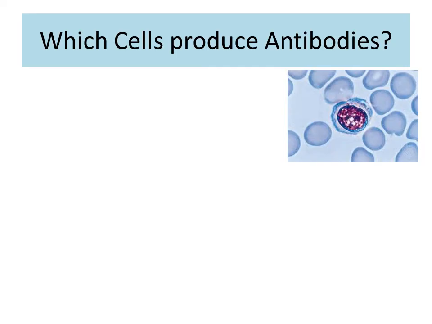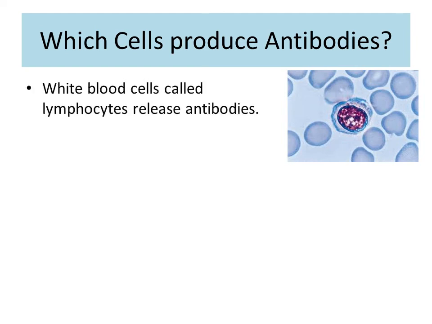So which cells are going to produce antibodies for us? Now you can see a picture here on the right, and it's a photograph showing us a lymphocyte. Now lymphocytes are one of the cells that produces antibodies. Antibodies can sometimes be stuck on the surface of the cell, and sometimes they can be released into the plasma. So we're more interested in the ones that are released in the plasma in this instance, but the ones on the surface of the cells do a similar job.